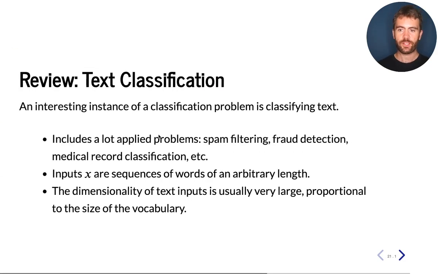So recall that the motivating problem for the naive Bayes algorithm is text classification. This is an instance of the classification problem in which the inputs are sequences of words or sequences of characters, and we are going to be classifying these. And this problem has many interesting applications, such as spam filtering or fraud detection.